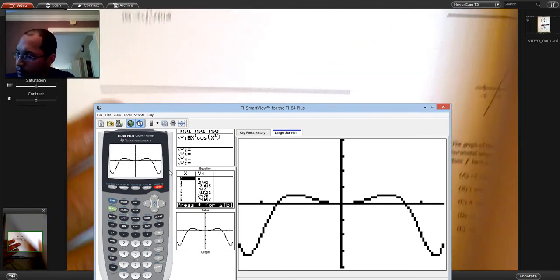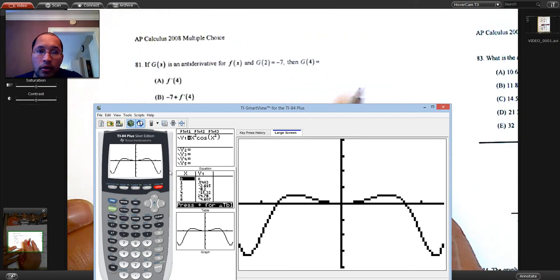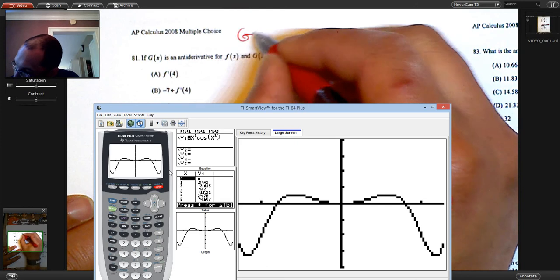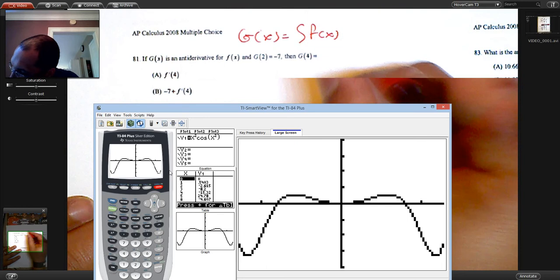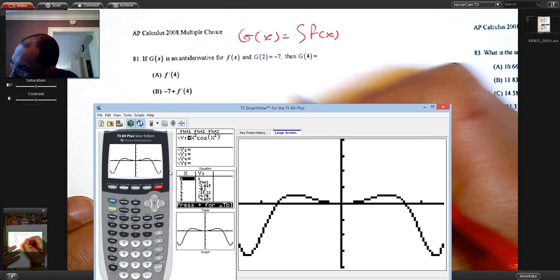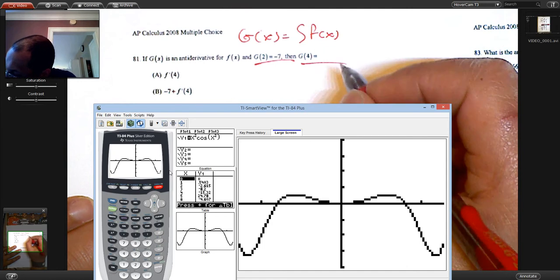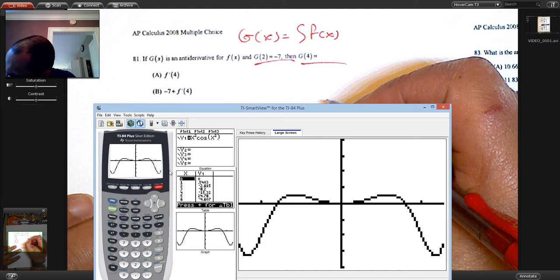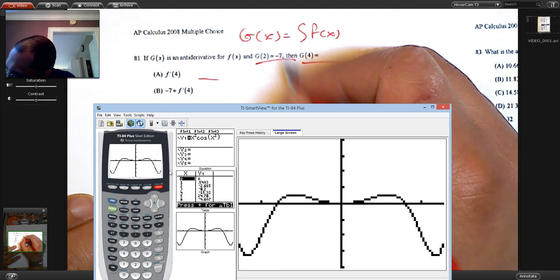So g of x is the antiderivative for f. So g of x is the integral of f. g of 2 equals negative 7. Then g of 4, oh, so they're giving us this. So g of 2 equals negative 7. Then g of x.